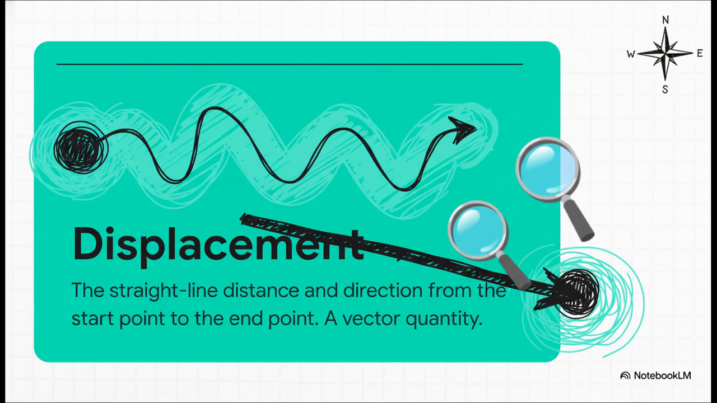And now, it's time for our secret weapon, displacement. See, displacement is completely different. It could not care less about the long, roundabout journey you took. All displacement cares about is two simple things: how far are you now from where you started, and in what direction. It's just the straight line shot, the shortcut, from your starting point to your ending point.